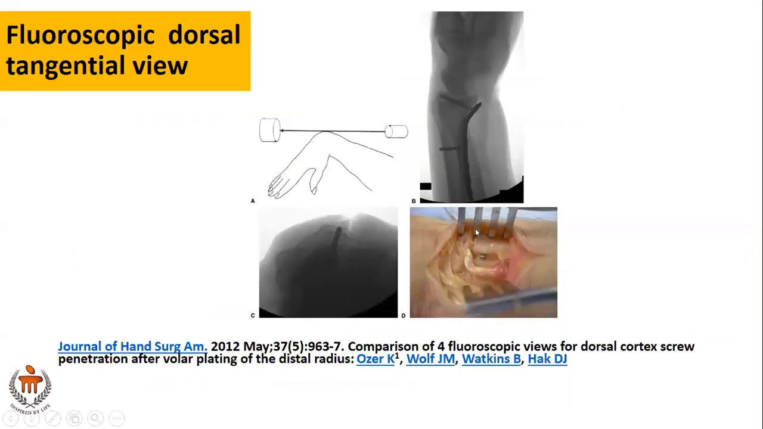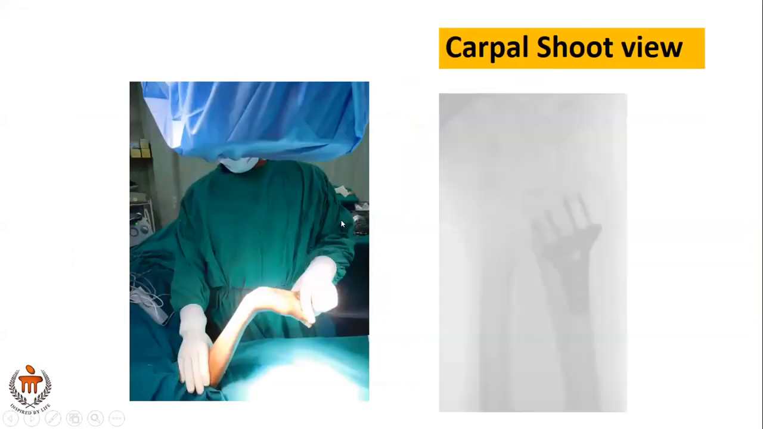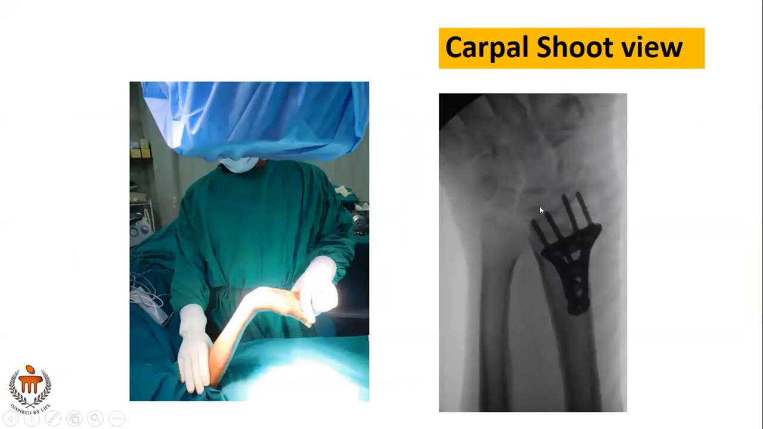So another way of looking at it is a tangential view like this, and you would see these screws here quite prominent. One more view is a carpal shoot view, which we do again with articular surface to see which screw is quite proud and needs to be revised. So these are the basic intraoperative radiology you need to do.